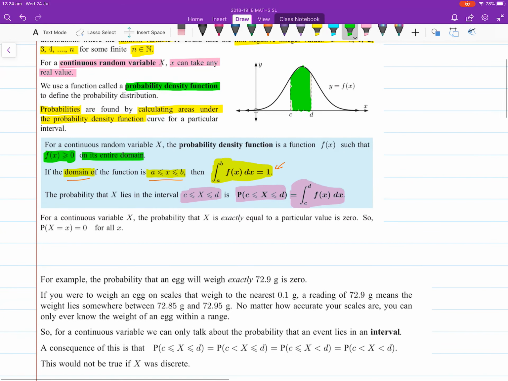Okay, now if your continuous variable x has a probability where big X is exactly equal to a particular value is 0, that just means we would write it out like this: P(X = x) = 0 for any little x.